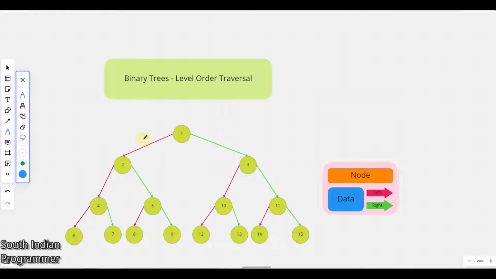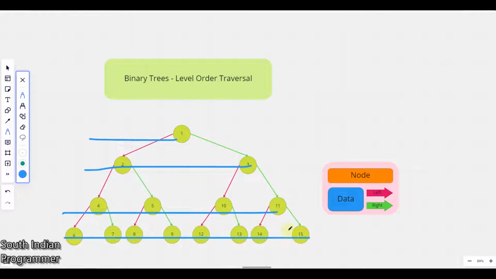Here in this tree, this is level 1, this is level 2, this is level 3, and this is level 4. So you have to print 1, then 2 3, and then 4 5 10 11, and on the next line 6 7 8 9 11 13 14 and 15.